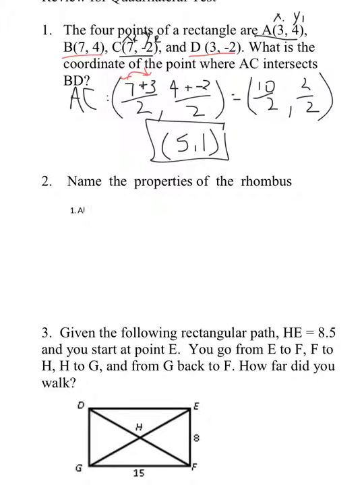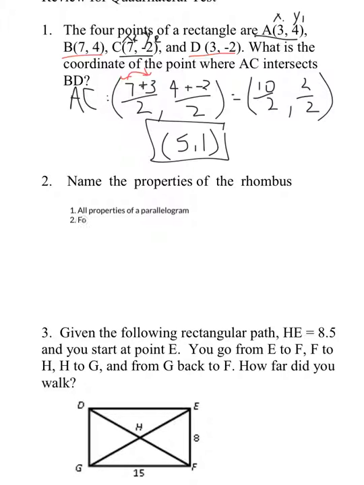So the first one is all properties of a parallelogram. There are 5 properties of a parallelogram, and those are all part of the rhombus right off the bat. Opposite sides parallel, hence parallelogram, opposite sides congruent, opposite angles congruent, diagonals bisect, and consecutive angles are supplementary. They'll add to 180. So all that's already true right off the bat.